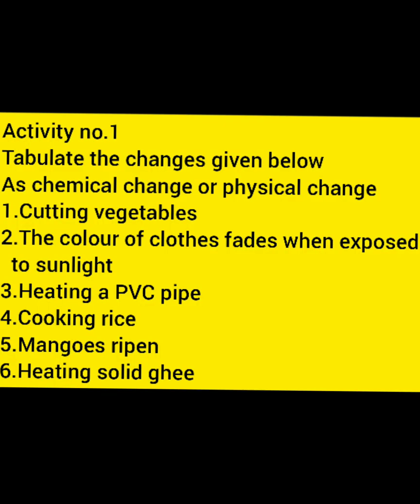Tabulate the changes given below as chemical change and physical change. The first one is cutting vegetables. The second one, the color of clothes fades when exposed to sunlight. The third one is heating a PVC pipe. Fourth one, cooking rice. And the fifth one is mangoes ripen. Sixth one, heating solid ghee. These are the changes. You have to tabulate these changes into physical change and chemical change.